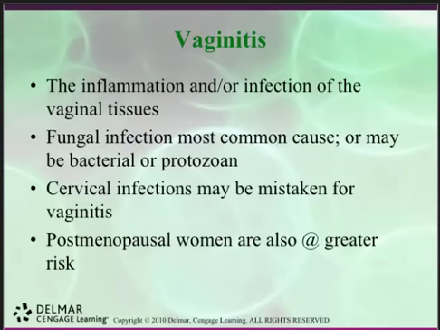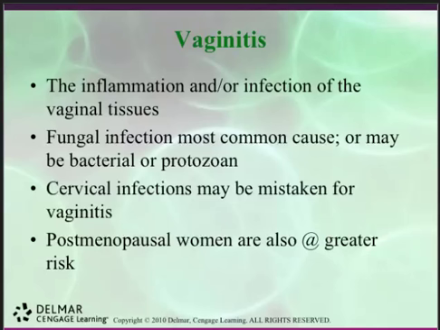Okay, vaginitis is an inflammation or infection of the vaginal tissues. The fungal infections are the most common cause of vaginitis, but they can also be caused by bacteria or protozoans. Cervical infections can be mistaken for vaginitis as well. Postmenopausal women are at a greater risk. It's common in all age groups.